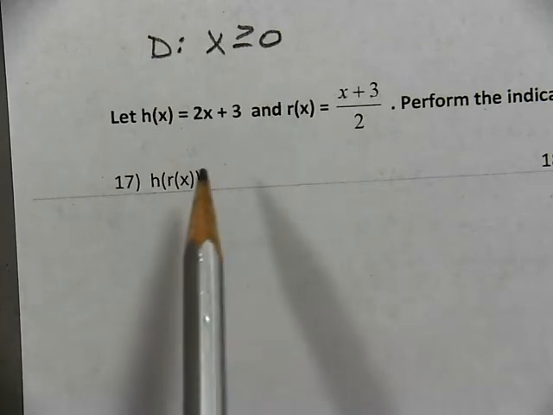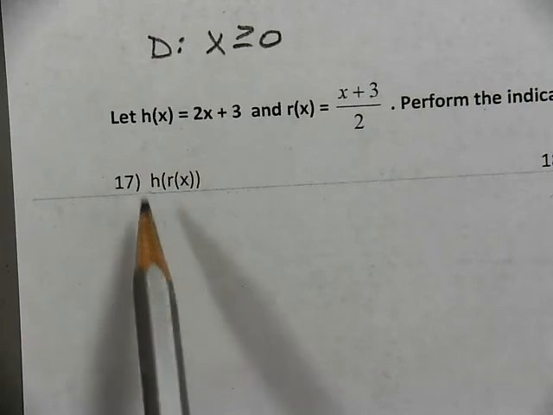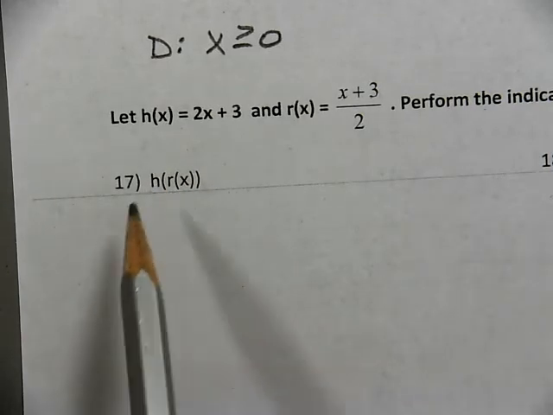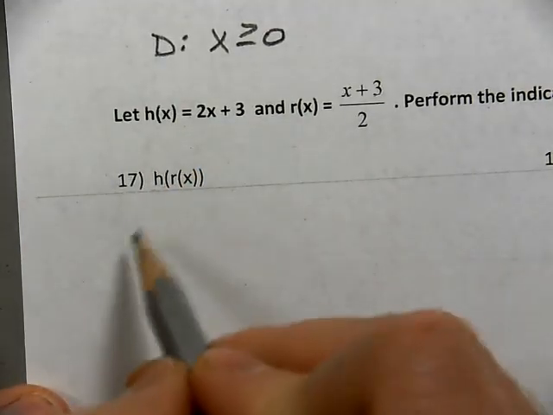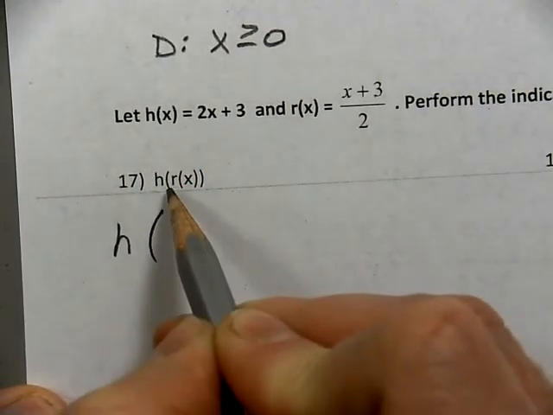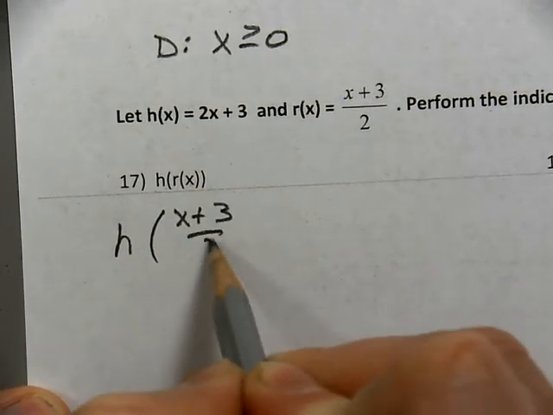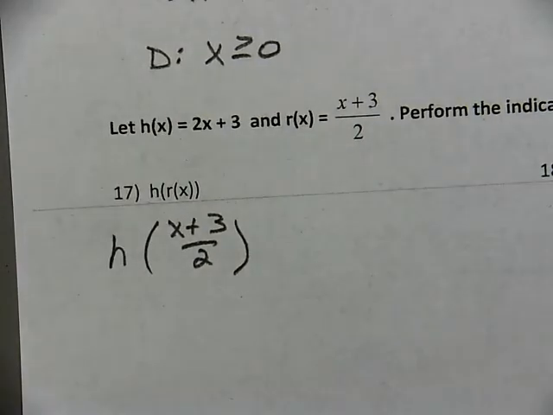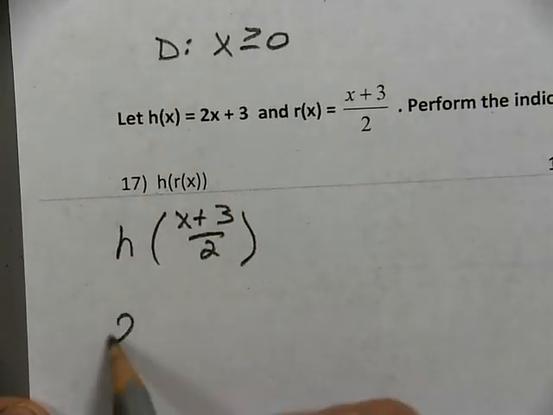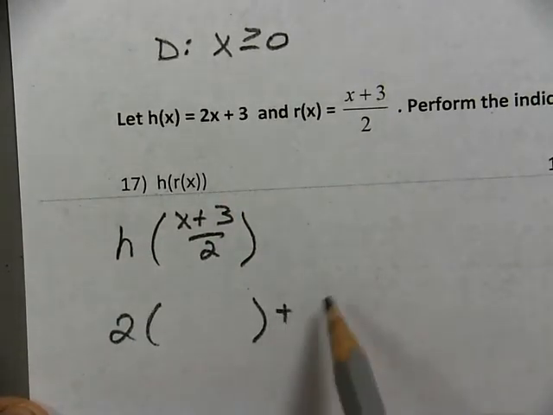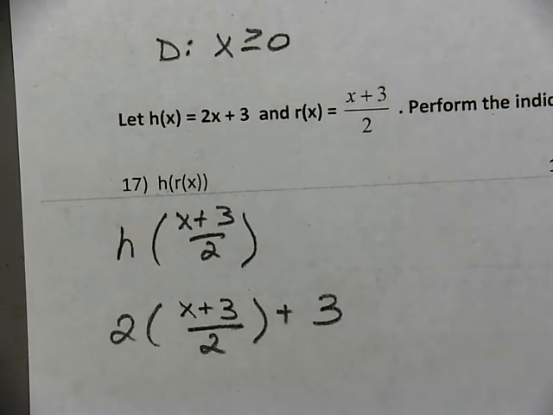Here we're doing composite functions. H of r of x. So every parenthesis is like the word of. H of r of x. So our h function, the r function goes inside of it, x plus 3 divided by 2. So now we take our h function, 2 times something plus 3, and we plug the x plus 3 divided by 2 inside of it.